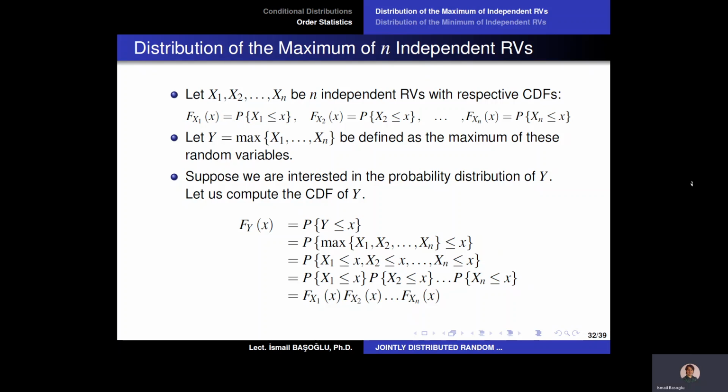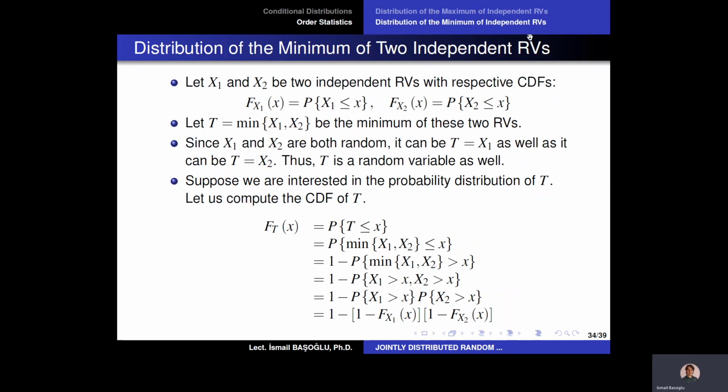So let's see the order statistics on the minimum of independent random variables. Here we are going to assume that X1 and X2 are two independent random variables, and each of these independent random variables will have its own cumulative distribution function.